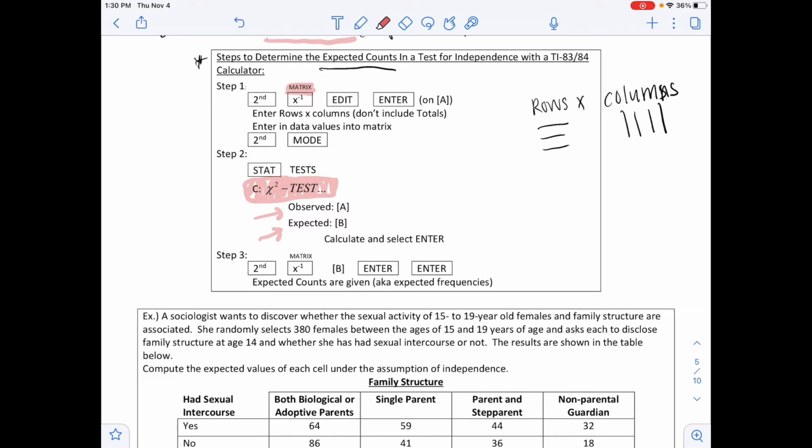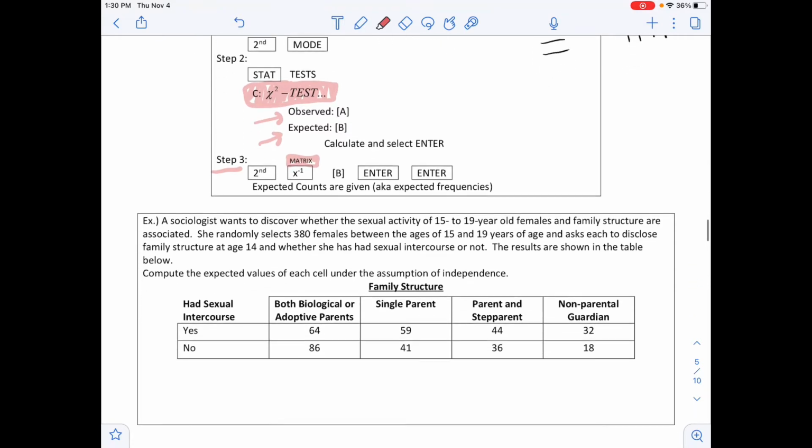In order to see your expected counts, you need to look at step 3, and you're going to go to second, x inverse, again where matrix is. You're going to select B, hit enter twice, and you should see the expected counts. You might have to scroll left and right to see them all.